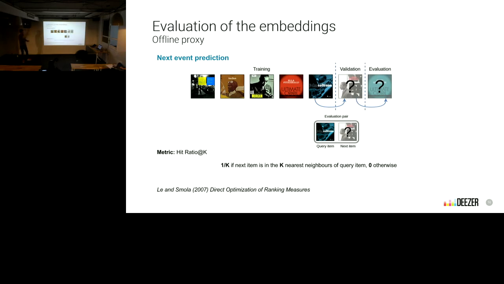Then we will look, for example, at the k-nearest neighbors of the last item in the training session. If the validation item appears in the k-nearest neighbors of the query item, then you get a positive score, and 0 otherwise. With the validation item, we tune our hyperparameters and check what is the best configuration, and then we report as final results the performance on the prediction of the evaluation item.